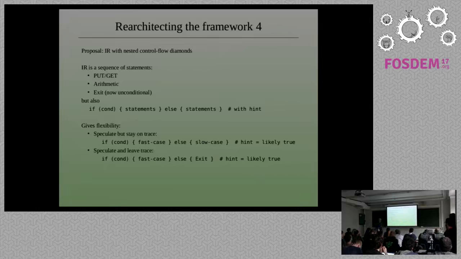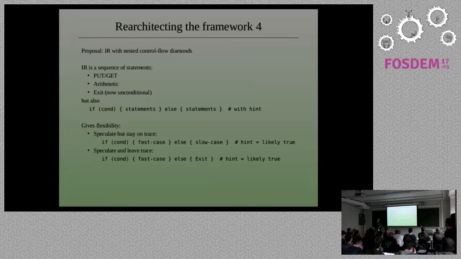And we have some flexibility. So we can say we're going to speculate, but we stay on the trace. So we can have a control flow diamond which goes apart and then comes back together. Or we can speculate and leave the trace, if you really want to do that, by putting your unconditional exit in one of the branches. And presumably we will have the JIT understand that one of the branches is never going to continue, so the other one is the hot branch.